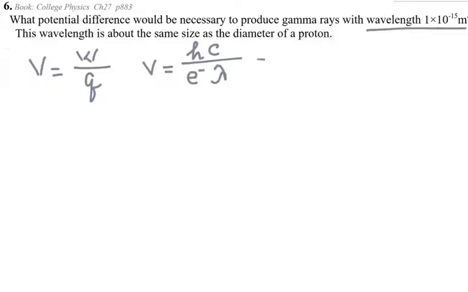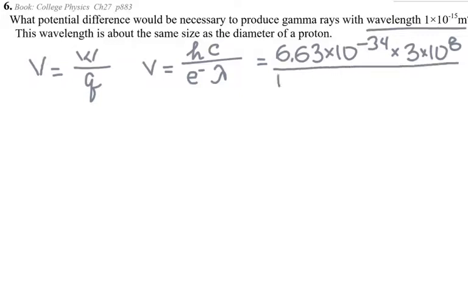If I plug in my numbers, I have Planck's constant 6.63 times 10 to the negative 34, then the speed of light 3 times 10 to the 8, and then the charge of the electron 1.6 times 10 to the negative 19, and then the wavelength that they gave me, let's do just 10 to the negative 15.